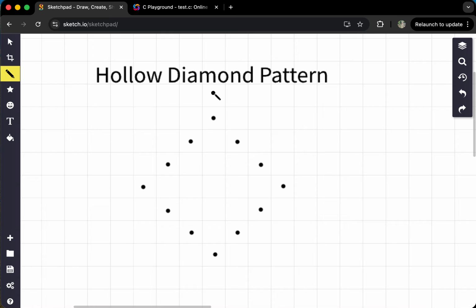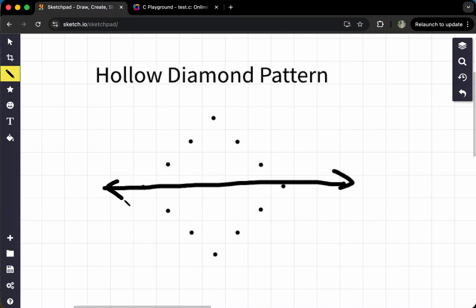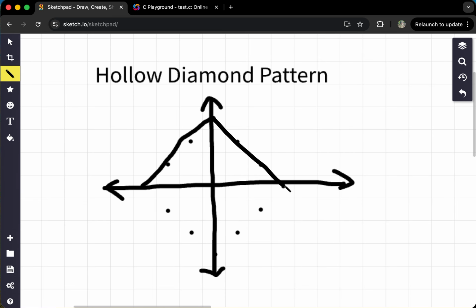So for this problem also, we will take x-axis and y-axis and try to solve using line equations. So let's draw the x-axis and now let's draw the y-axis. For this diamond pattern, we will need four line equations. So this is one of the line equation. This is another line and this is one more and this is the fourth line. So these are the four lines we need to print. So let's try to find the equations of each of these lines.